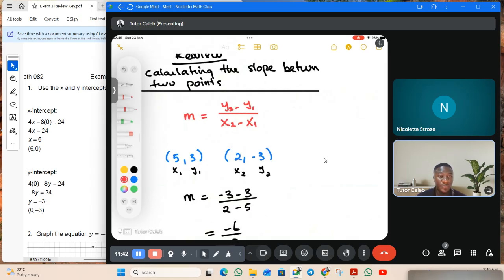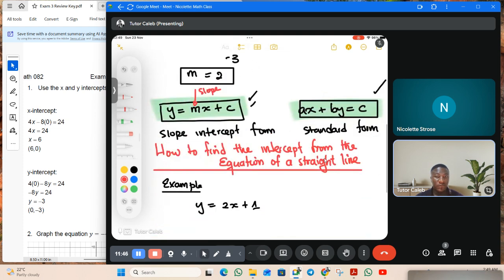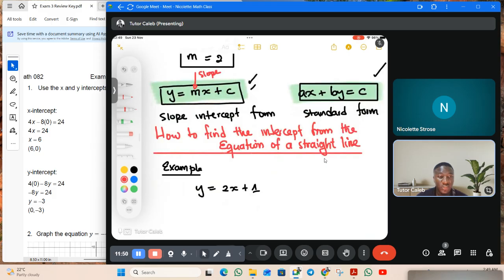Okay? So in the equation of the example I just wrote, m here is 2. So the slope of this line is 2. That's just a side note.